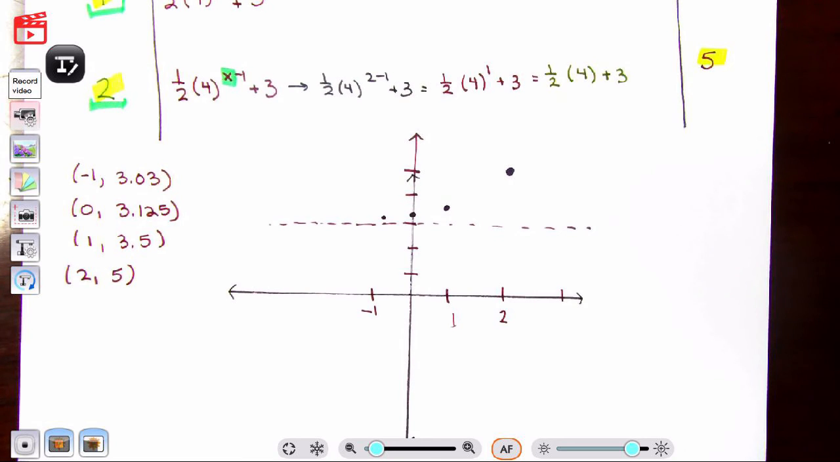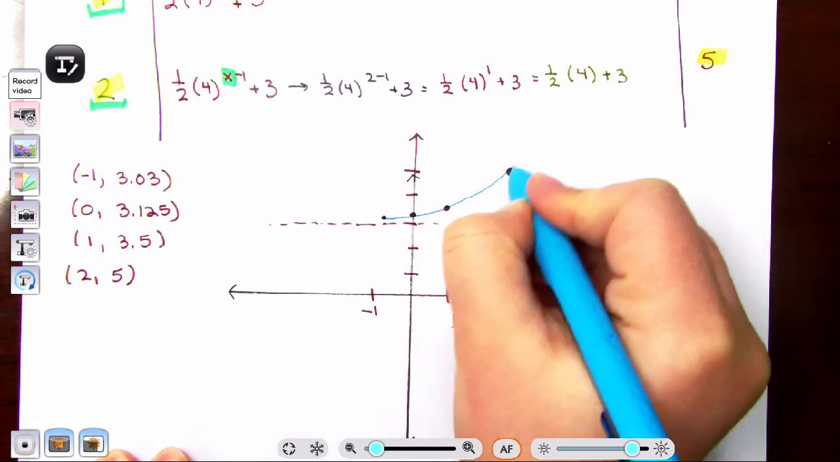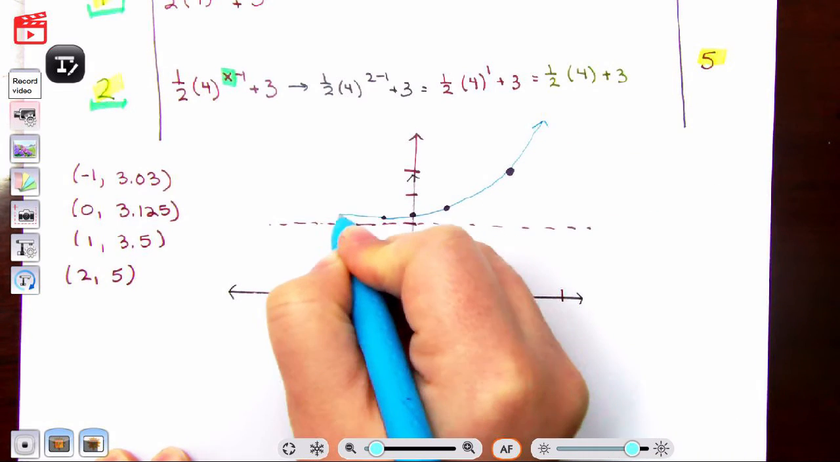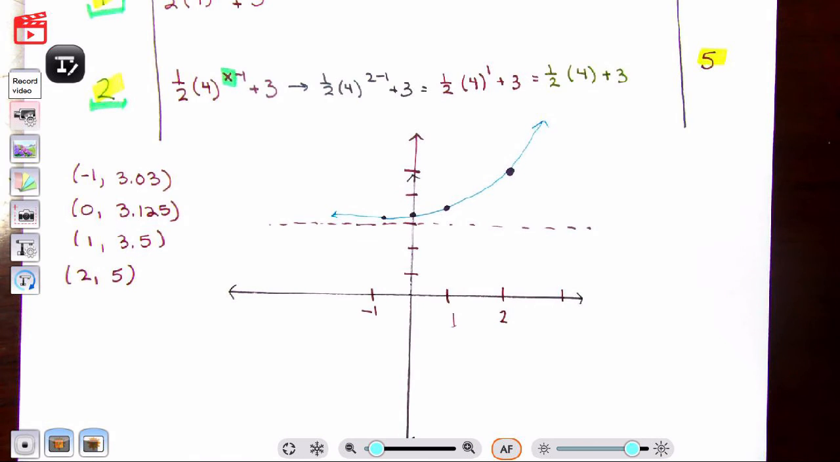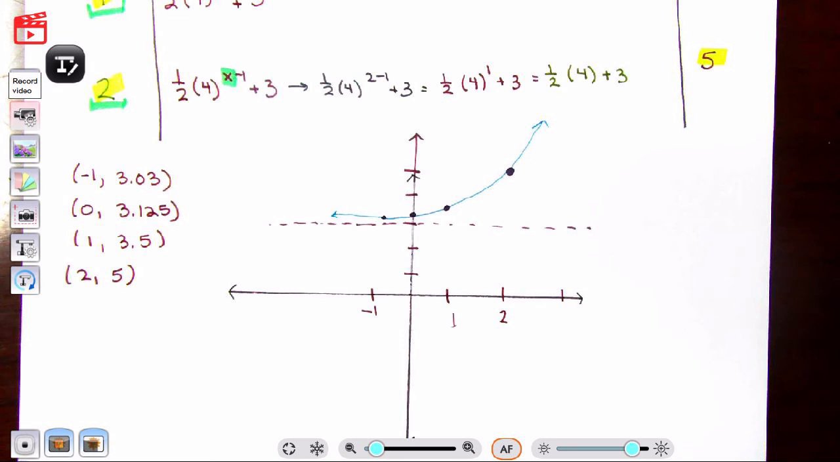So let's go ahead and connect our points. This is a continuous graph. So it's going to go up. Here on this side, it's going to continue getting closer and closer and closer. Make sure when you're graphing, you leave a gap to show that we are not actually touching our asymptote line.